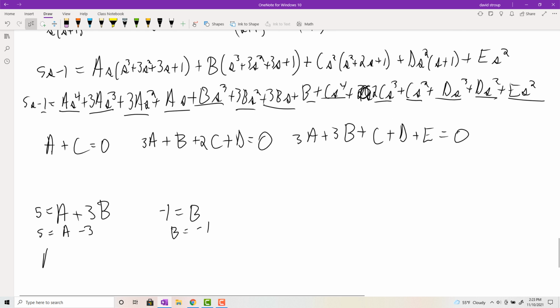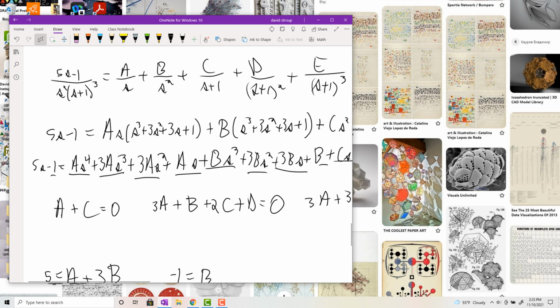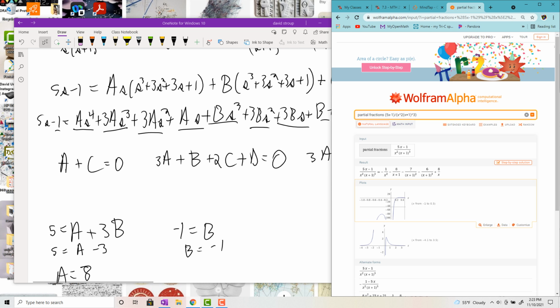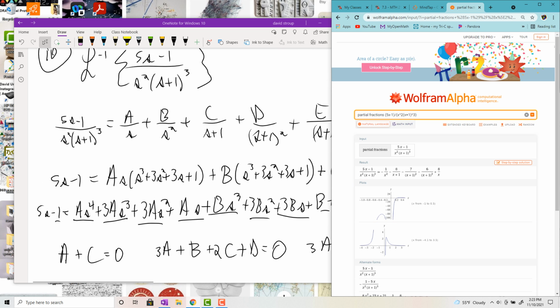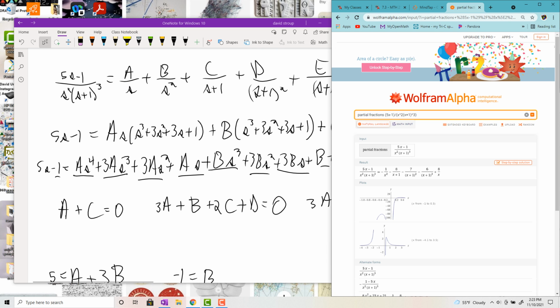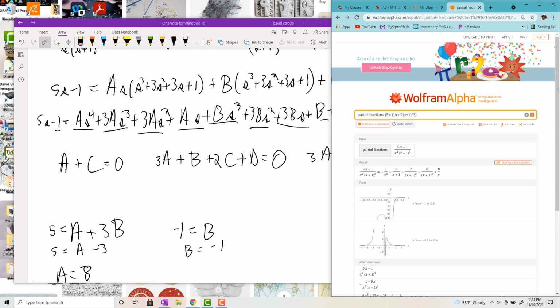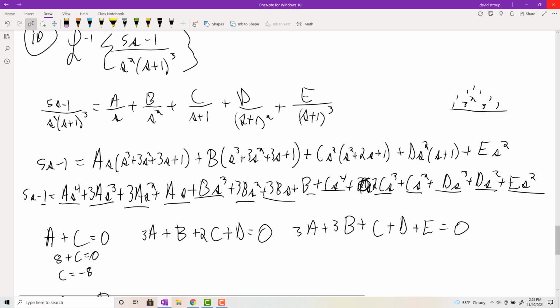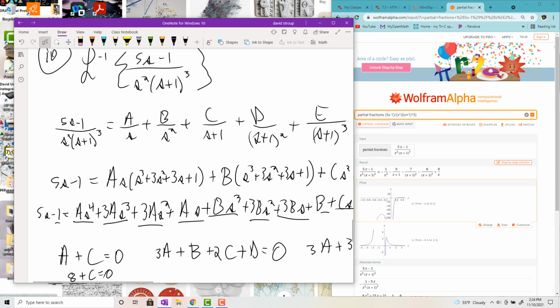So a equals 8. Okay, and you can kind of check as you go along, like I have my Wolfram Alpha. So the a, I'm saying is 8. So you should see an 8 over x. Yes, I do. The b is -1, so -1 over x squared. I see that. Good. So I must be on target. I can get c. 8 plus c equals 0. So c is -8. Let's make sure that's right. -8 over x plus 1.